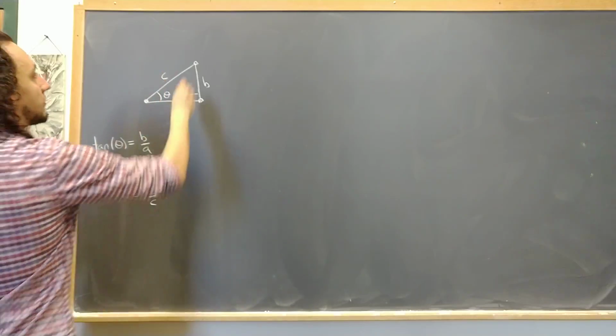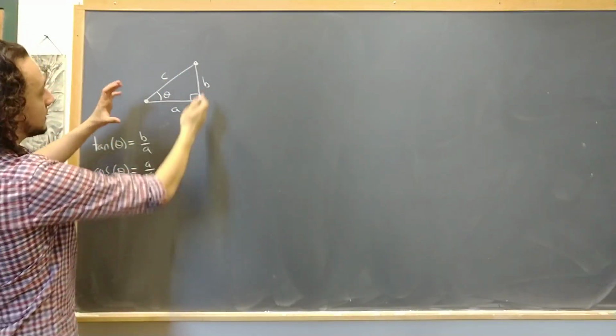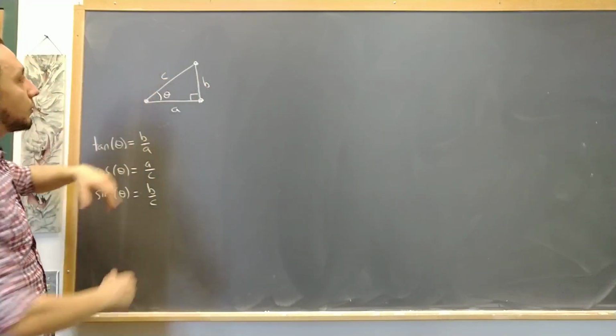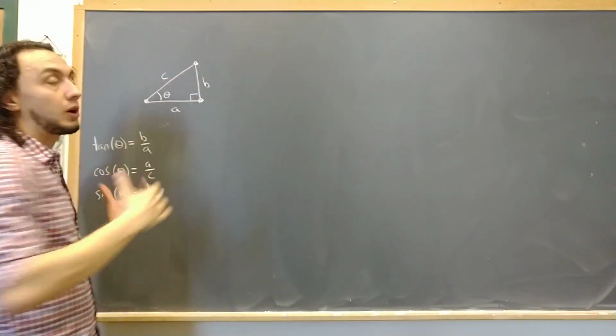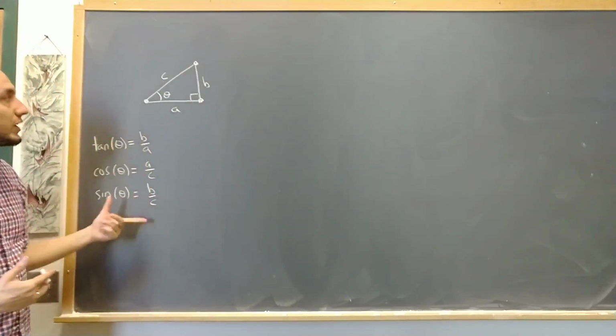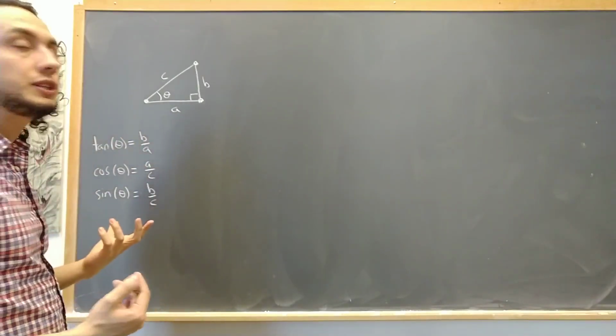Now, a question that was left on the table in that video was, why does this work? This is a particular triangle that I drew with particular side lengths A, B, and C. What if I drew a bigger or a smaller triangle and I kept the angle the same? How do I know that the ratios of the side lengths would stay the same? So that's what I'm going to establish in this video.